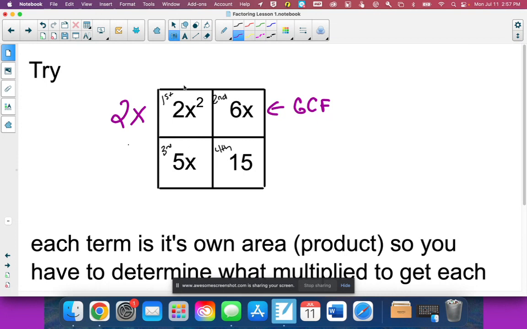All right, so 2x times what gives you the 2x squared? That has to be an x. And then 2x times what has to give you the 6x? That's going to be a positive 3. Okay, so here's how this works.